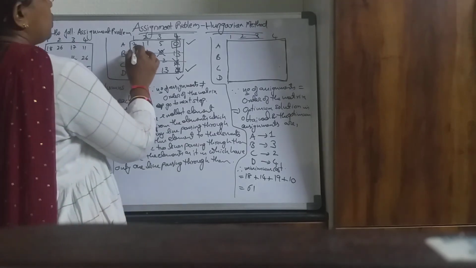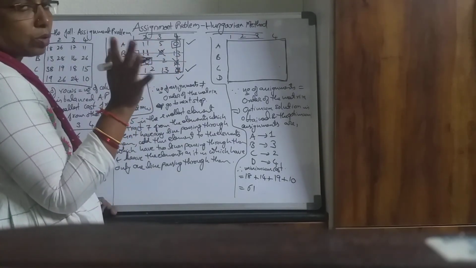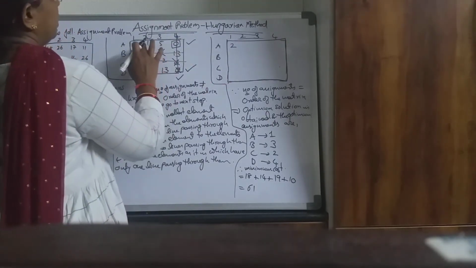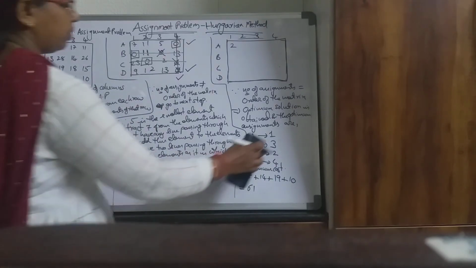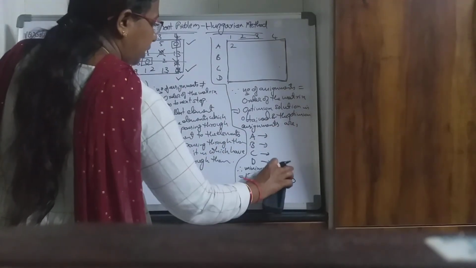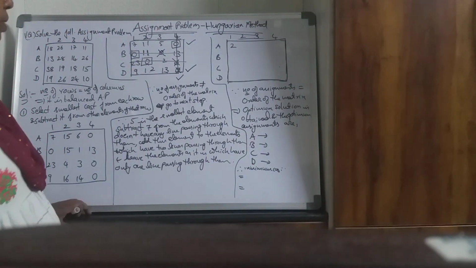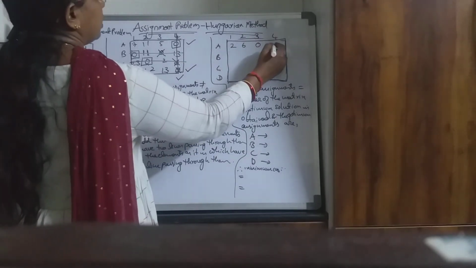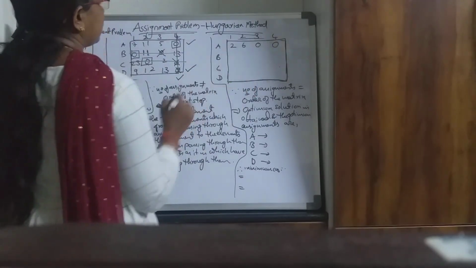So now come to the first row. Here 7 doesn't have any line passing through it, so I have to subtract 5 from this. So this will be 2. Then 11 minus 5. 11 also doesn't have any line passing through it, so I have to subtract 5 from that. So this will be 6. Here this 0 is having only 1 line, so I will write that 0 as it is.